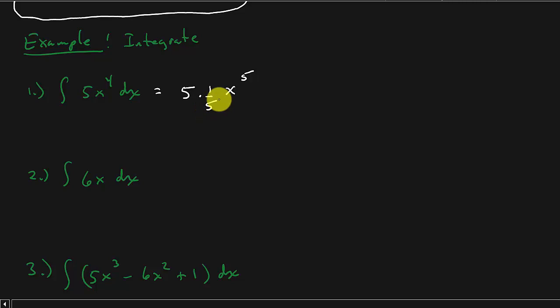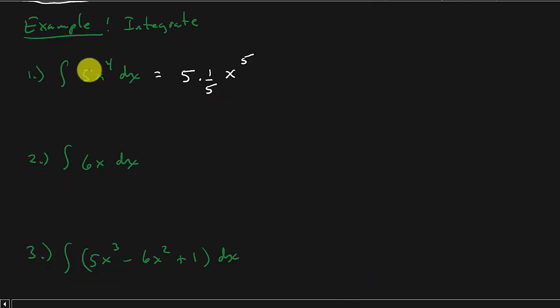Now keep in mind when you have this number in front here, this 5, it's just kind of like that 5 is tagging along with it. So I'm looking at this part right here. I add 1, that gives me a 5, and then I multiply by the reciprocal of our new exponent, which is the reciprocal of 5, 1/5, and then plus c. And so this would give us 5 times 1/5 is 1, so that's just x to the 5th plus c.